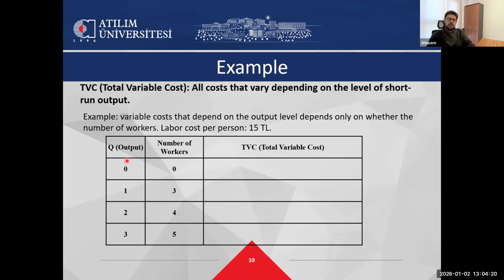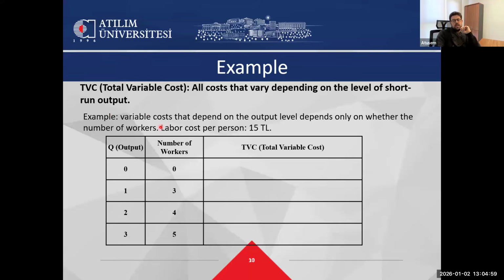Then we can come to the total variable cost. I said total variable cost depends on the economic activity. And for producing more, we can use more labor, which affects the total variable cost. Because in the short run, I said labor is variable, capital is fixed. That's why we are able to change the level of labor to increase or decrease the output.